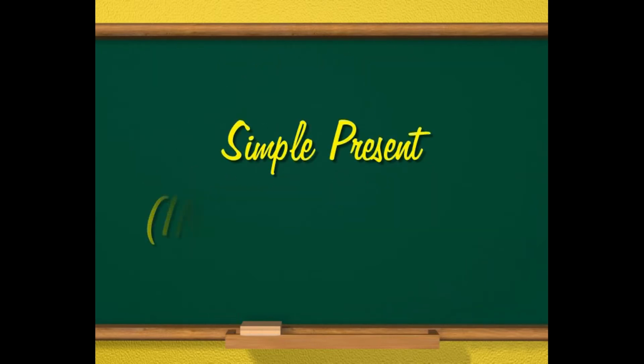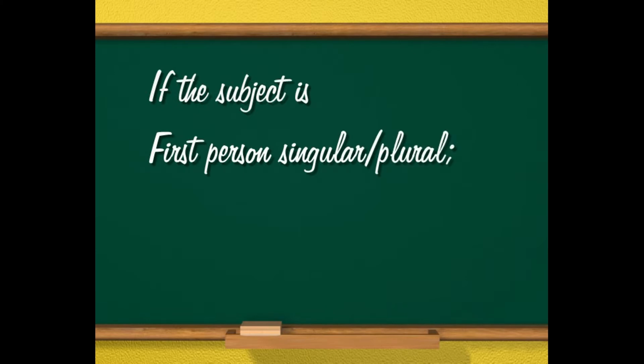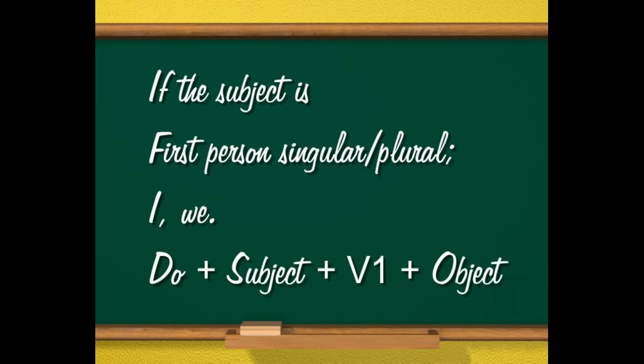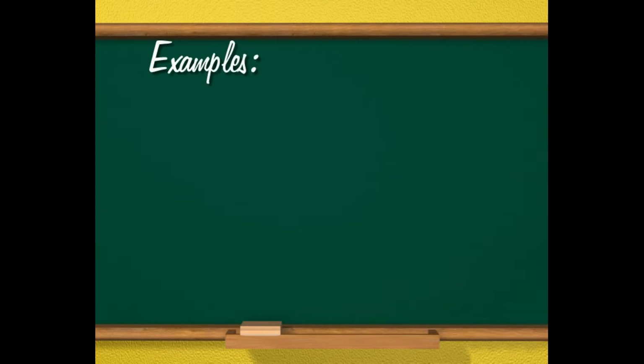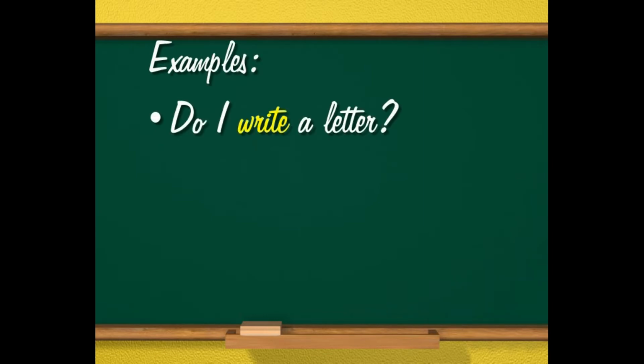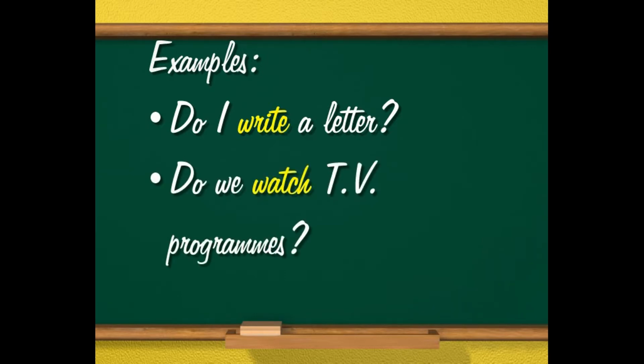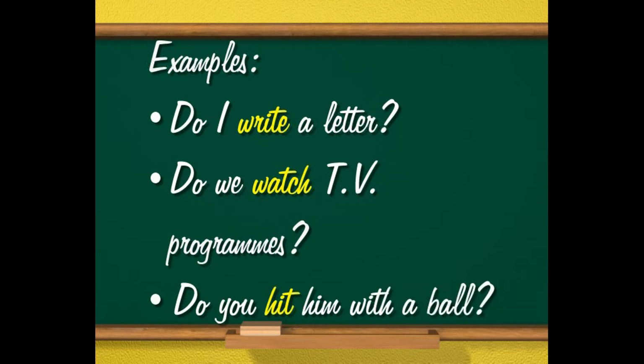Simple present interrogative. If the subject is first person singular or plural, that is I, we. Do plus subject plus verb 1 plus object. Examples. Do I write a letter? Do we watch TV programs? Do you hit him with a ball?